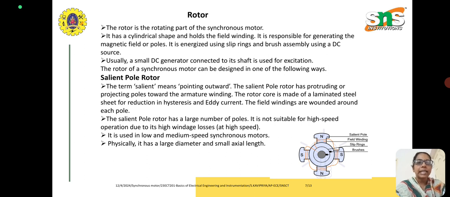The rotor of a synchronous motor can be designed in any one of the following ways. First one is the salient pole rotor. Salient means pointing outward. The salient pole rotor has protruding or projecting poles towards the armature winding. The rotor core is made up of laminated steel sheet for reducing hysteresis and eddy current losses. The field windings are wound around each pole. It has a large number of poles, and it is not suitable for high speed operations. It is used in low and medium speed. Physically, it has a large diameter and small axial length.